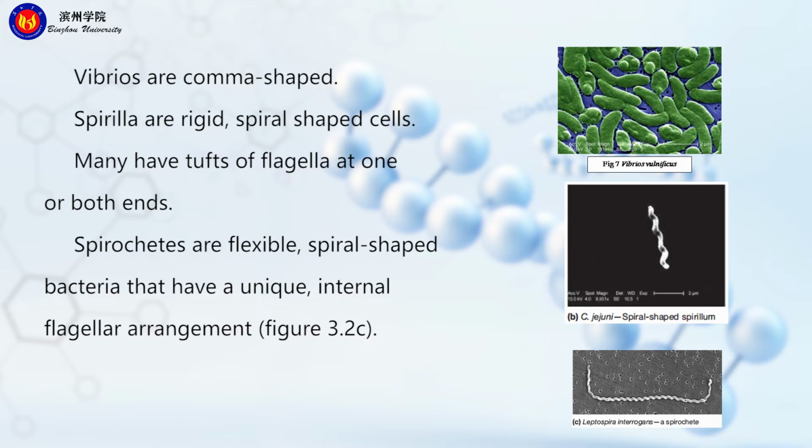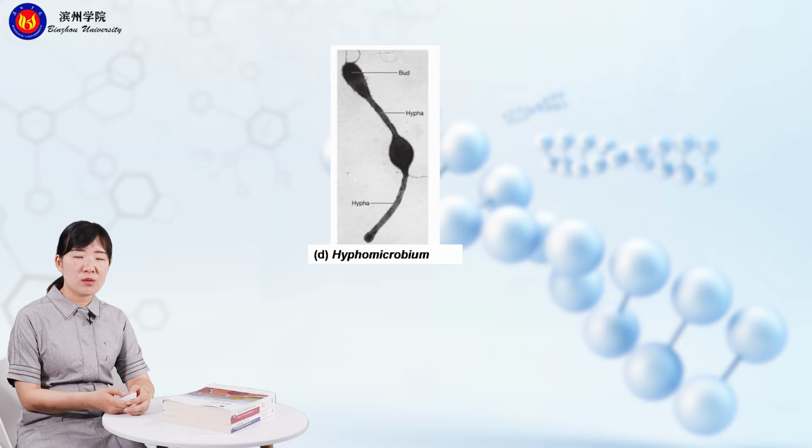Spirochetes are flexible, spiral-shaped bacteria that have a unique internal flagellar arrangement. You can see it on this picture. These bacteria are distinctive in other ways, and all belong to a single phylum, Spirochetes. The oval or pear-shaped members of the genus Hyphomicrobium produce a bud at the end of a long hypha.